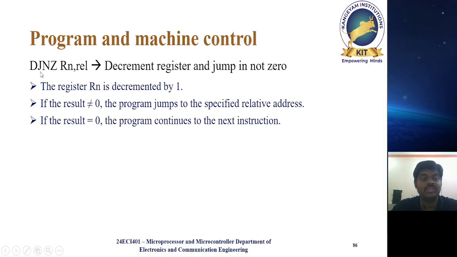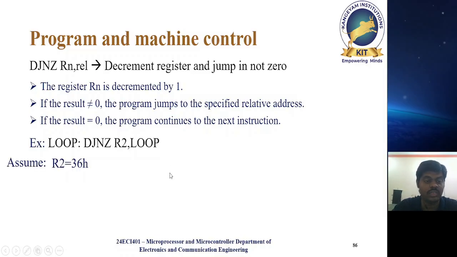The next instruction is DJNZ Rn comma REL. In this instruction, two operations are going to happen. First, it decrements the value in the specified register and checks whether that value becomes 0 or not. A simple example: DJNZ R2 comma some memory location. Whatever value is stored in the R2 register will be decremented by 1. Then it checks whether that value becomes 0 or not. If the value becomes 0, the condition is false. If the value is non-zero, the condition is true.